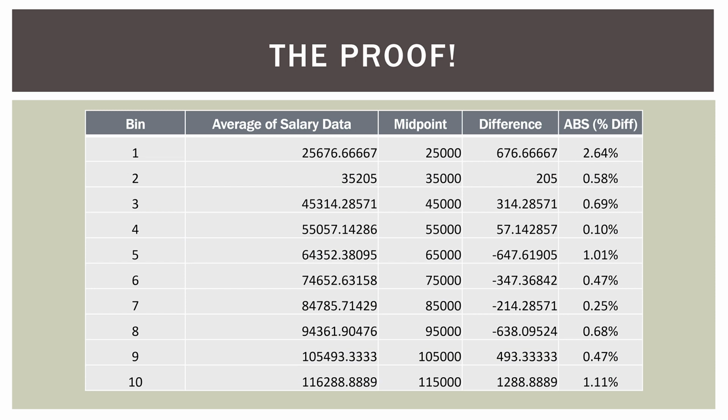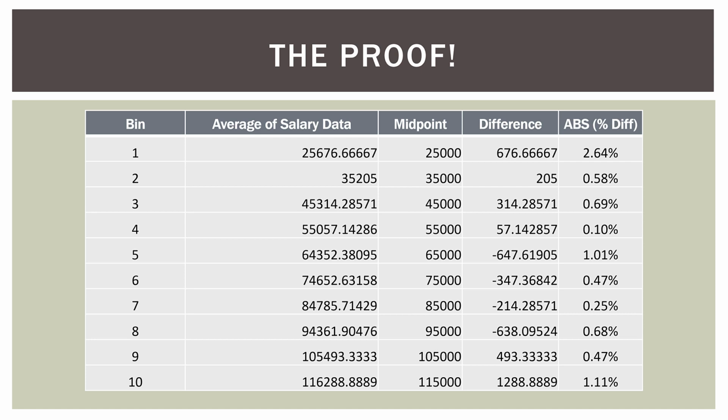Okay, well, I kind of lied again, sorry. So here's the proof. I went back to the original data and broke everything into the 10 bins that we looked at, and I actually found the mean of each bin. In this first bin, the actual average, or the mean of the salary data, was $25,676 and some change. We had a midpoint of $25,000. So that's a difference of about $677. The absolute value of that difference is about 2.64%.